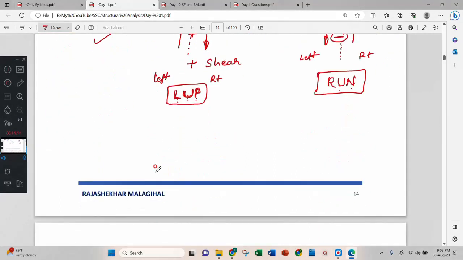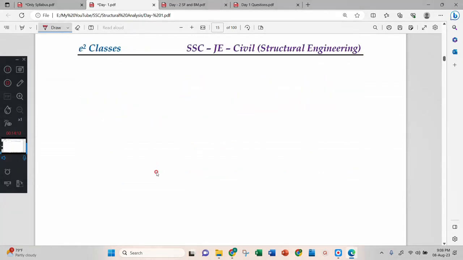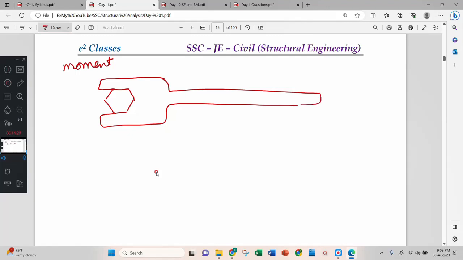Okay. Now we'll go to the next page. Here we'll understand moment. See here, if I have this nut and this nut is connected to a spanner, you know, see this is a nut now, like this. Then if I apply the force, then it will start rotating. This will rotate in this direction and this nut also rotates in this direction. This is called as a moment.